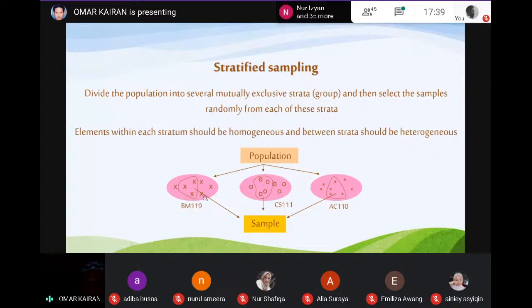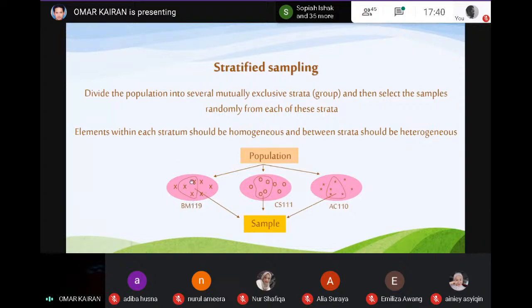Budak-budak dalam students in the BM119 ini mostly they are interested, eager in doing business contohnya. For accounting they like to calculate numbers, money numbers. So berbeza-beza karakteristik, but within the groups they are similar, they have the same characteristic. Dalam group sama tapi di antara groups itu berbeza. So ini sesuai kita buat stratified sampling.